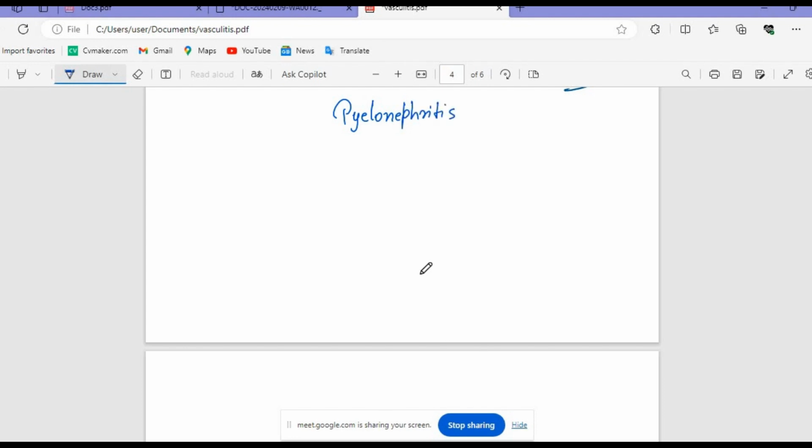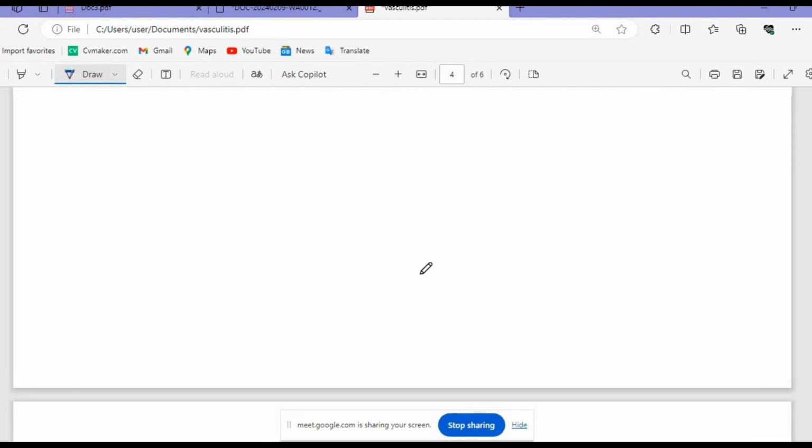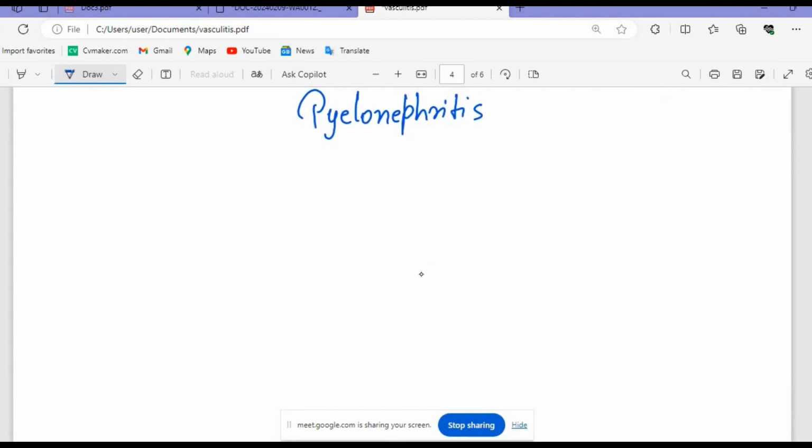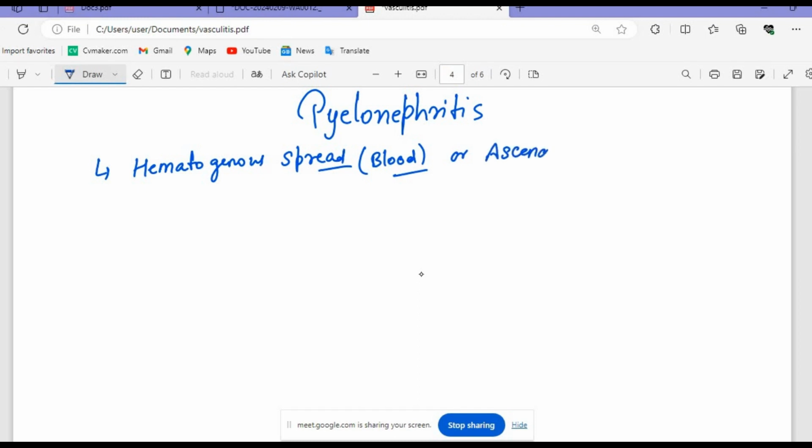See, pyelonephritis, what is that? It is an infection that is hematogenous, or it can be an ascending infection. What does it mean by ascending or descending infection? Hematogenous is when the infection spreads through the blood. So after the hematogenous spread, we call this infection an ascending infection.